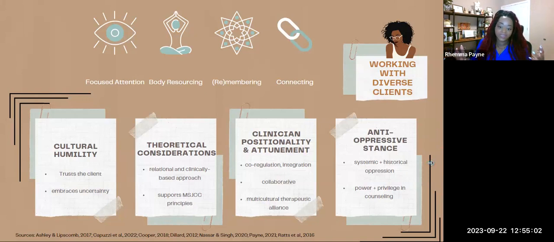The anti-oppressive stance, right? I didn't talk about this a lot when talking about RCT, but I think it comes from that feminist background and understanding the role of power dynamics.